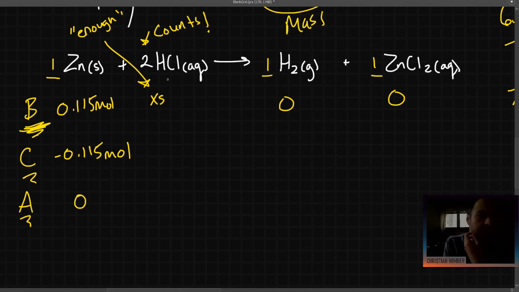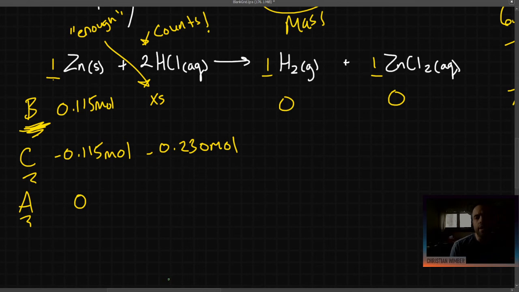So the hydrogen chloride here, we know that one zinc reacts with two hydrogen chlorides. So two zincs would react with four hydrogen chlorides. 10 zincs would react with 20 hydrogen chlorides. It doesn't really matter how many zincs I have, I will always need twice as many hydrogen chlorides. So if I have 0.115 moles of zinc, I need twice as many hydrogen chlorides. And if I remember correctly, twice is going to be 0.230 mole.